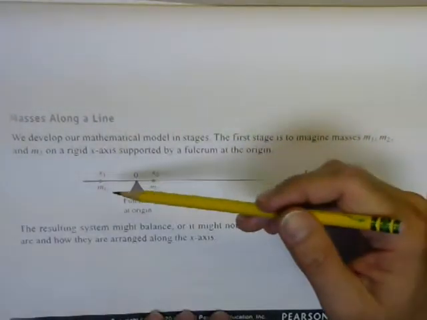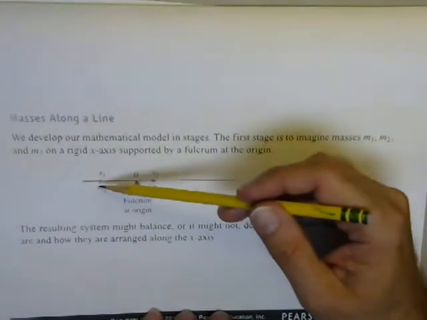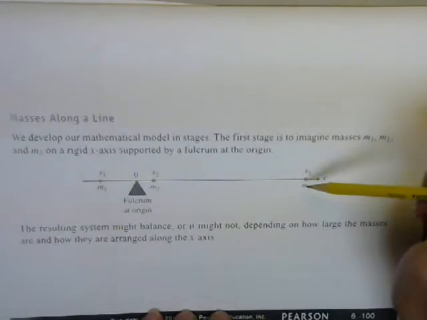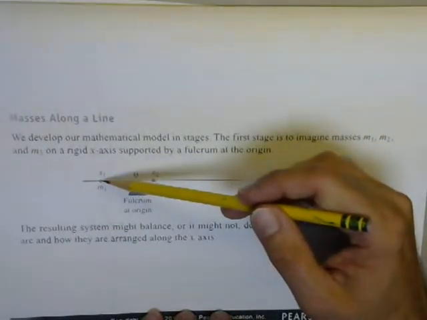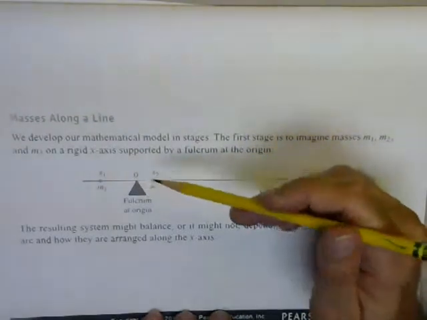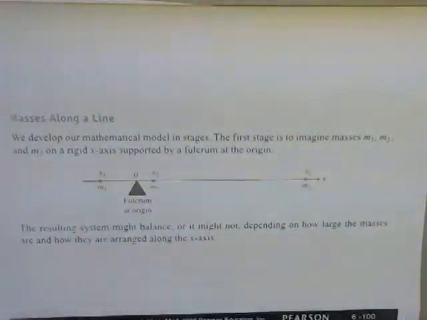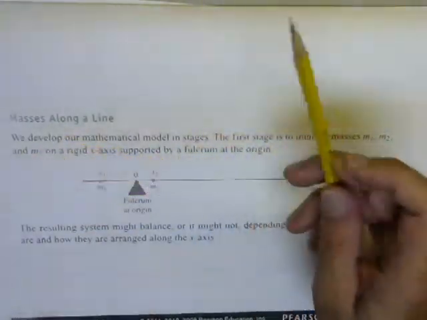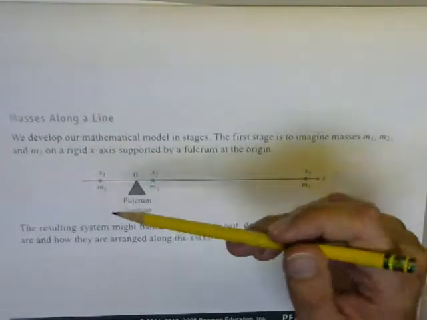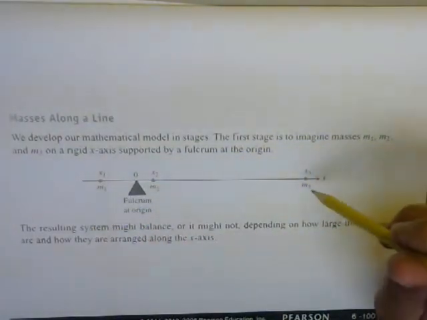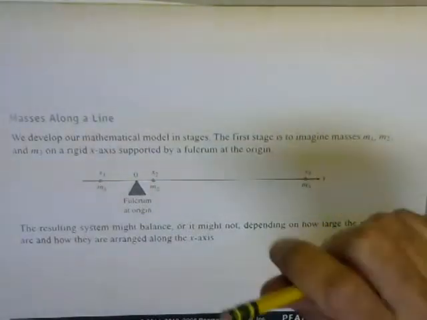In this case, we've got masses M1, M2, and M3, and those are at distances x1, x2, and x3 respectively from the fulcrum of this thing. So this is like a seesaw. It's allowed to tip back and forth along the fulcrum. And the resulting system might balance or it might not, depending on how large the masses are.